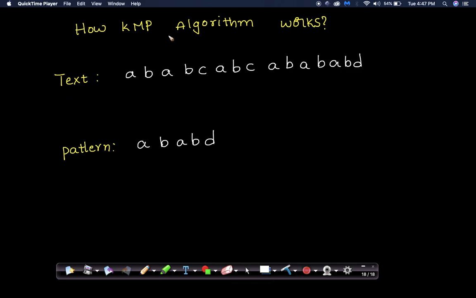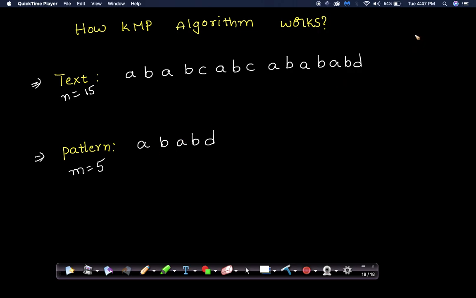Now we'll discuss how the KMP algorithm works. Let's suppose this is my given text and this is my pattern. How many characters are present in this pattern? That is 5 characters. And how many characters are present in the text? That is 3, 6, 9, 12 and 15. 15 characters are present in the given input string.